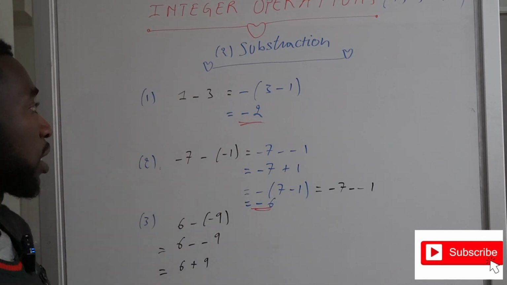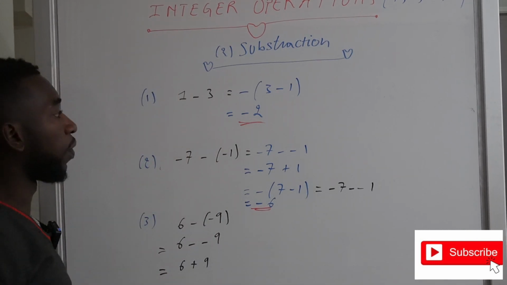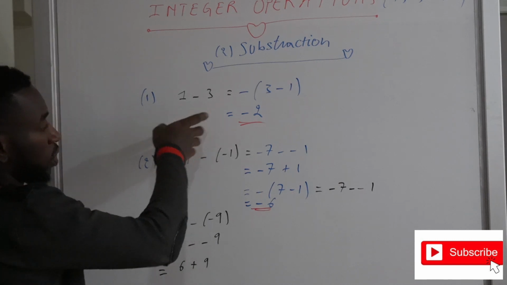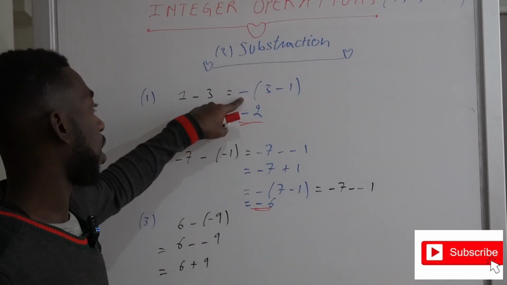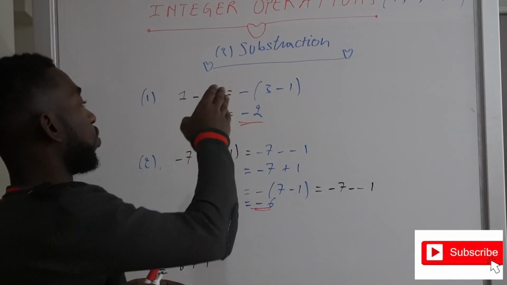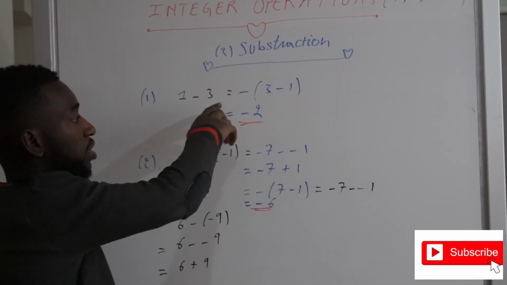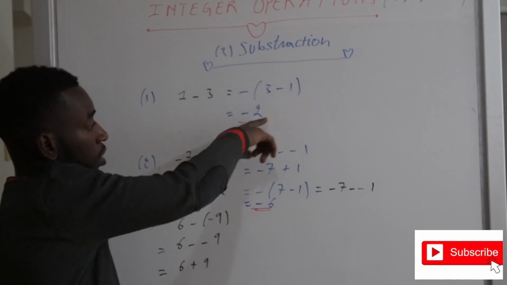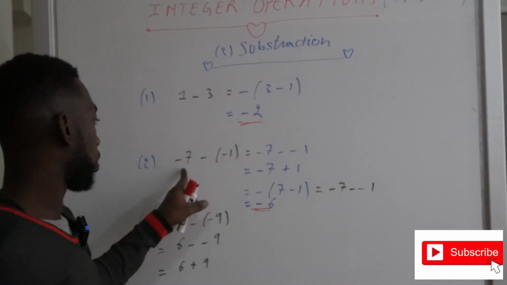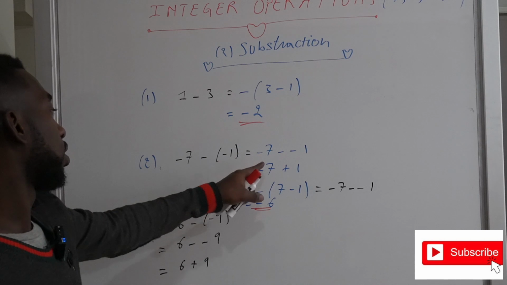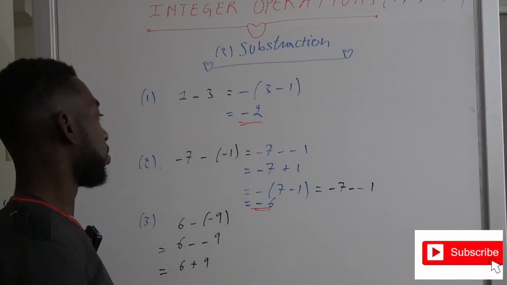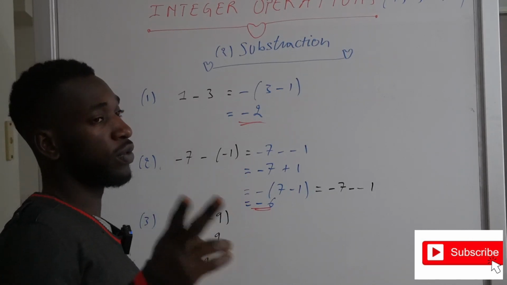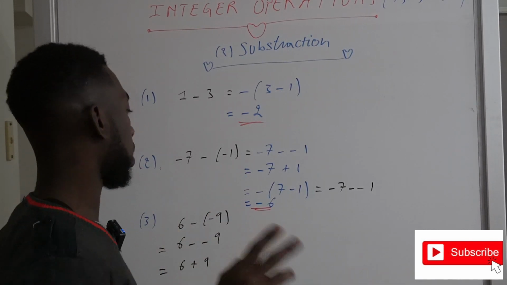So this was the second part. As you can see, it's straightforward. Just remember, the first one was 1 minus 3. What I did, I took the negative outside, and then when you do negative outside, you reverse the order. It becomes 3 minus 1, which is negative 2. And then for this one it is negative 7 minus 1. You rewrite this line as negative 7 minus 1, because we know that whenever two negative signs follow each other, they become positive.